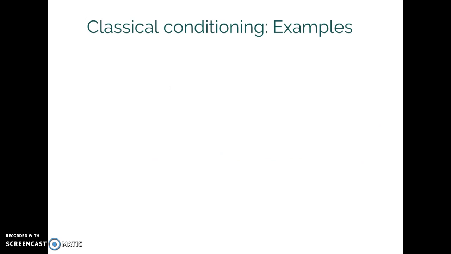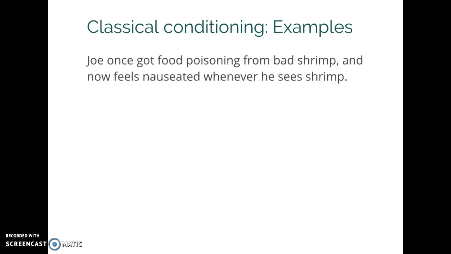So I'm going to give you one more example in here. Apparently this guy Joe has very bad luck, but he once got food poisoning from bad shrimp, and now he feels nauseated whenever he sees shrimp. So I want you to try and see if you can identify the conditioned stimulus and response, and then work backward to the unconditioned stimulus and response. So just pause the video for a moment, jot down your answers, and then come back when you're ready.